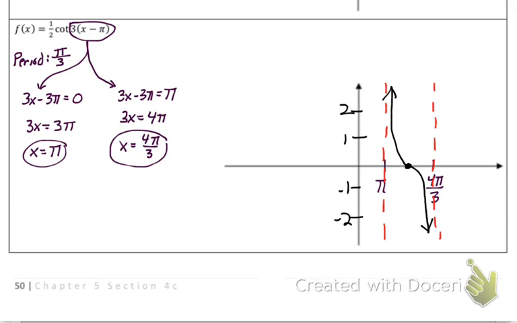Liam: So if it was negative, this starts high and gets low, and then if it was negative, it would start low and get high. Yep. Okay. All right, any questions?